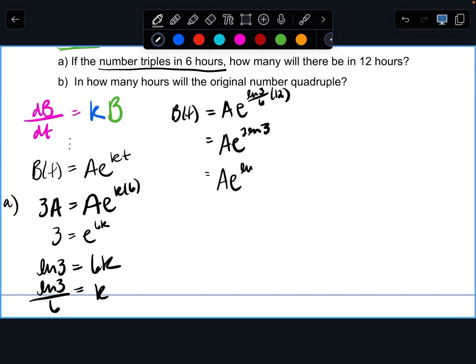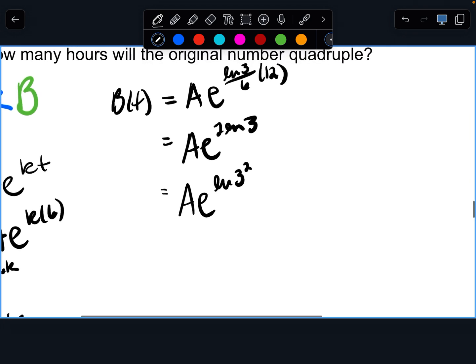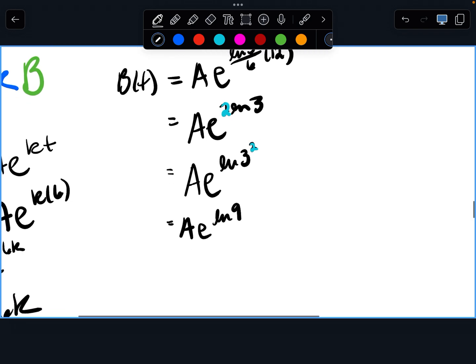Ready? I'm going to write this as 3 squared. See what I did there? I put the 2 that was in front up as an exponent, using a little log rule. So, again, A's just hanging, we're just going with it. This would be E to the natural log of 9. So then that ends up being 9A.